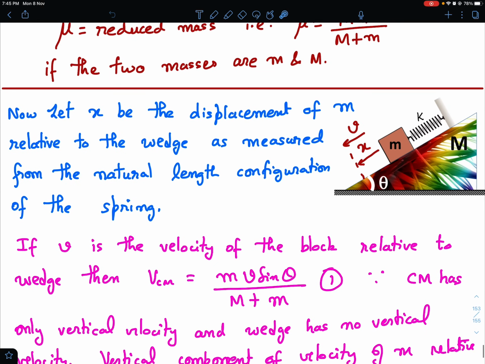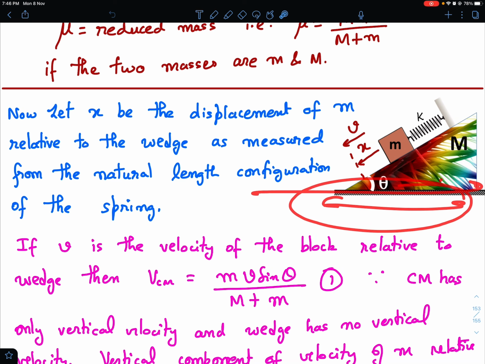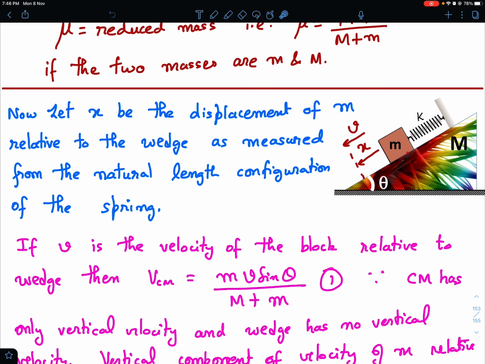Then what is the velocity of center of mass? Now you know that the center of mass of the entire wedge plus block system is not going to have any velocity in the horizontal direction. Why? Because there is no external force. So center of mass can only have vertical velocity. Moreover, the wedge cannot have any vertical velocity because it's moving parallel to the ground. So whatever is the component of velocity of this block in the vertical direction will contribute to the vertical velocity of center of mass.